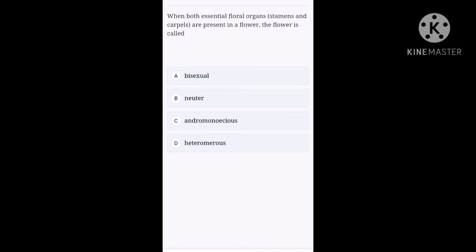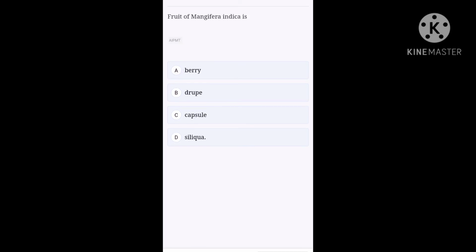Next question. When both essential floral organs, that is stamens and carpels, are present in a flower, the flower is called option A bisexual, option B neuter, option C androdioecious, option D heteromerous. Option A bisexual. That is, androecium and gynoecium are present in the same flower. Next question. Fruit of Mangifera indica is option A berry, option B drupe, option C capsule, option D siliqua. Option B drupe is the right answer for this question.